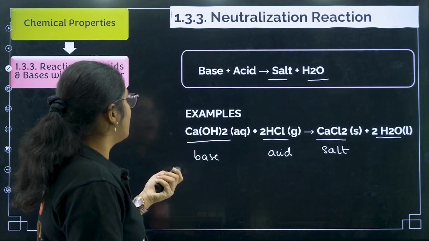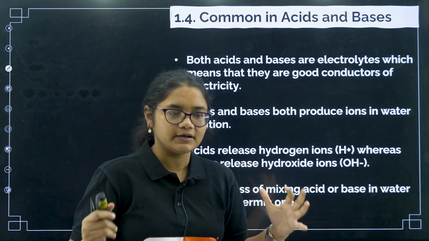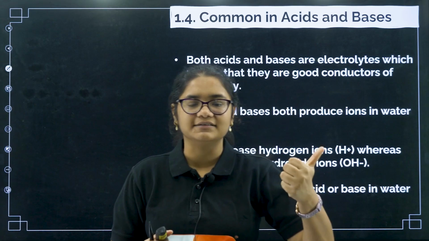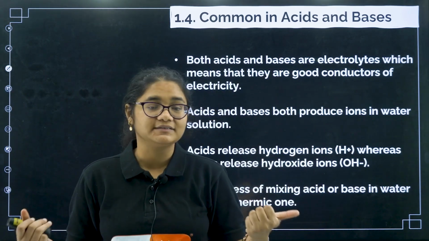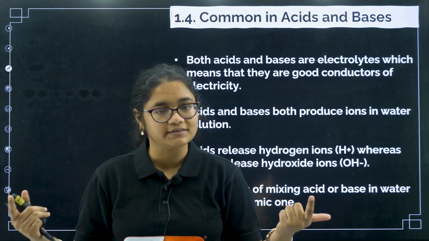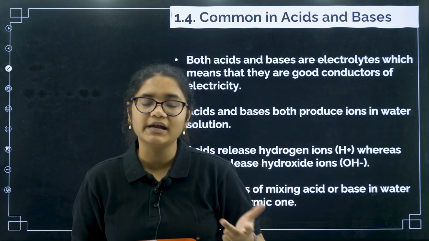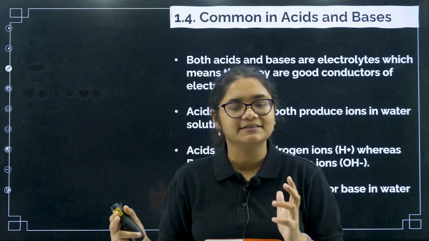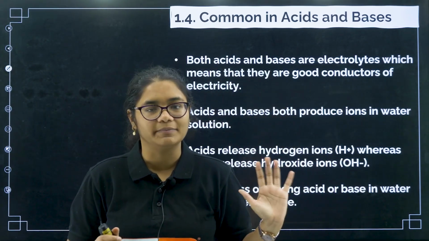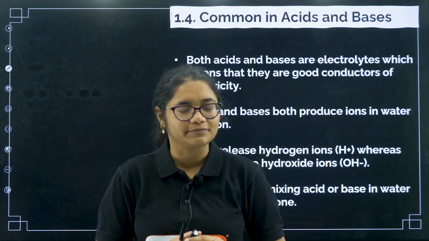Next, coming to something common in acids and bases. Till now we have seen so many differences between acids and bases. The first is acid is sour in taste, bases are bitter in taste, acids produce H plus, bases produce OH minus, acids turn blue litmus to red, bases turn red litmus to blue, right? So these are so many differences between acids and bases. But is there anything which is common between an acid and a base? Is there anything that they have similarity between them? So that is very, very interesting.